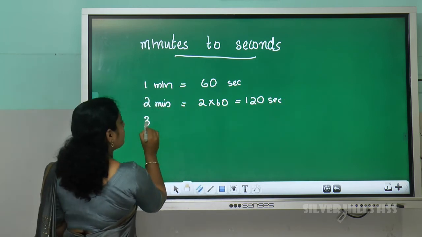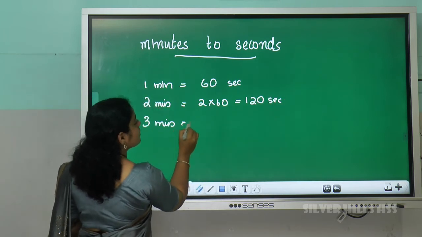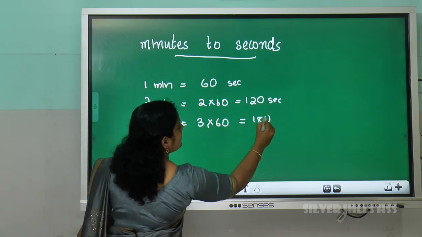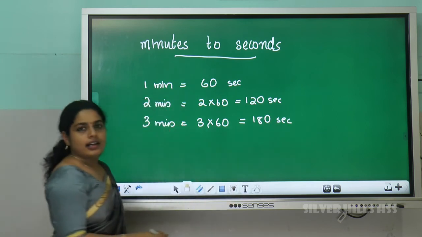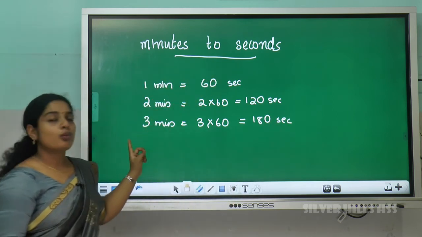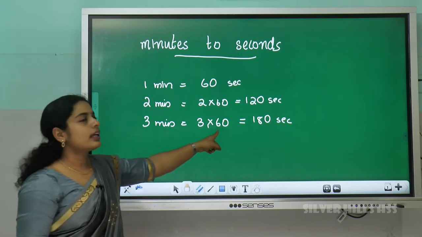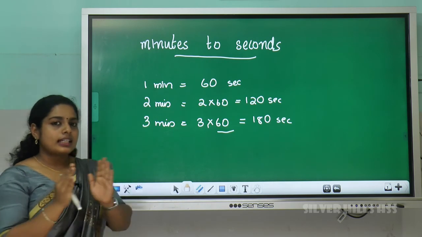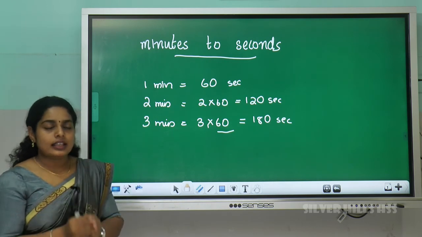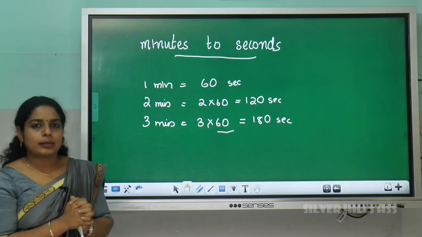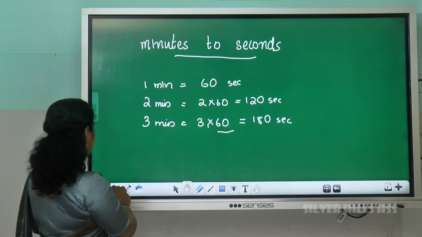Now if it is 3 minutes, it will be 3 into 60, 180 seconds, etc. That means if you want to convert minutes to seconds, what you have to do? Just multiply by 60. Okay? If you want to convert seconds to minutes, you will divide by 60, and if you want to convert minutes to seconds, you have to multiply by 60. Let's go for the problem.